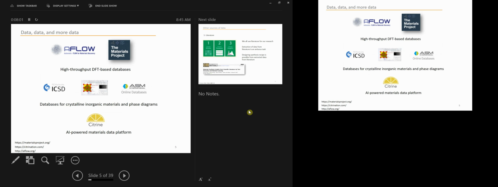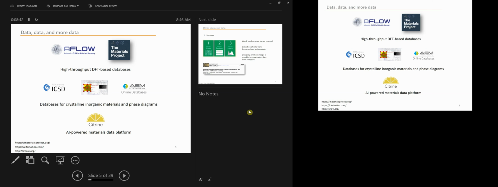I mentioned that the data is the first building block of a machine learning model. So here I want to introduce some of the databases that you could use and that people are actually using in material science to construct the models. One of the very nice programs are AFlow and the Materials Project, both of which do high-throughput density functional theory calculations. They have calculated properties of thousands of inorganic materials and put them online, free to use for everyone. And people are actually using these extensively to do machine learning.